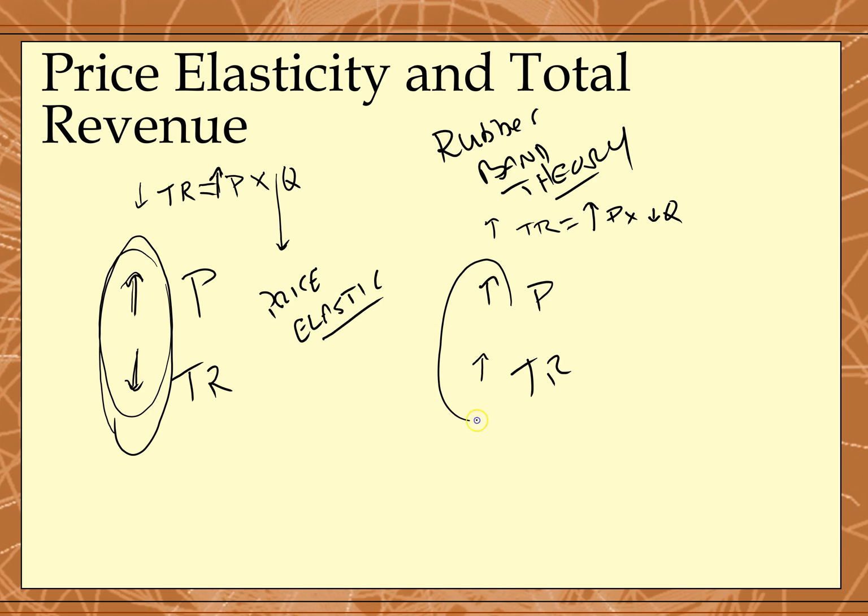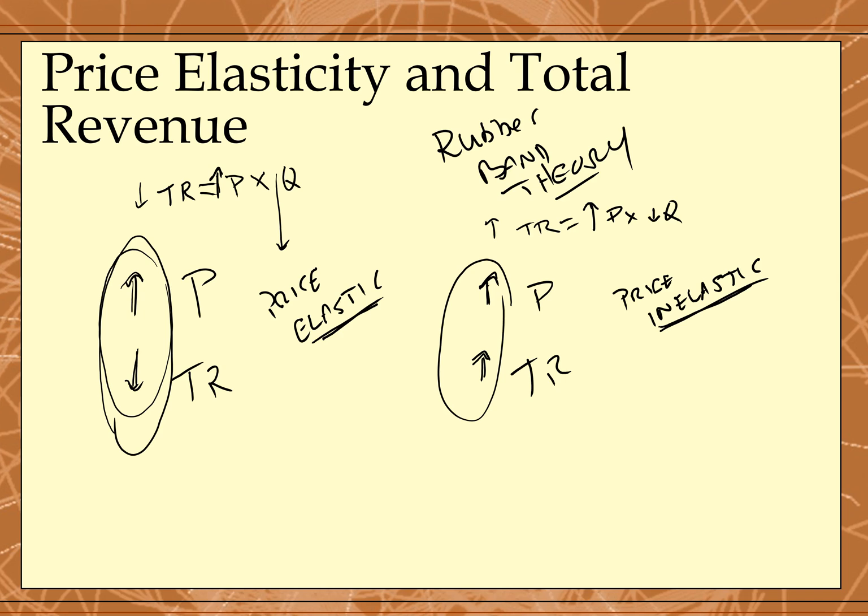Let me draw the arrow here, or the rubber band. Notice how the arrows are moving in the same direction. When the arrows move in the same direction, the rubber band does not stretch. So we say this is price inelastic. Get it? Inelastic does not stretch. So when the rubber band stretches, it's elastic. When it doesn't stretch, it's inelastic.